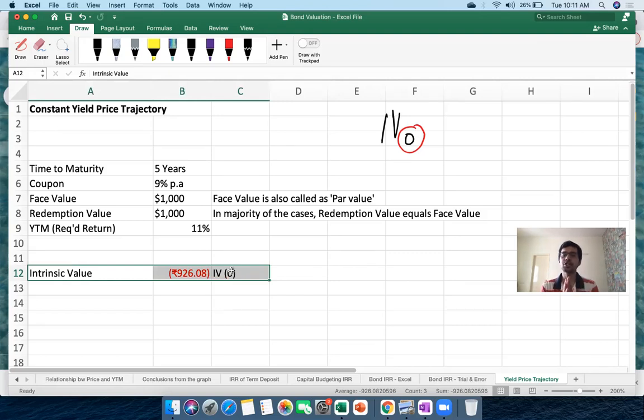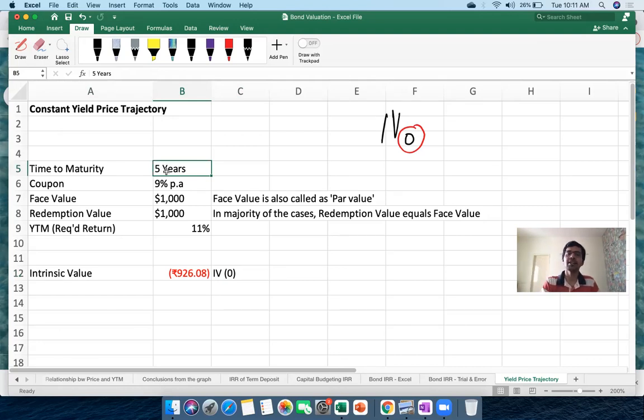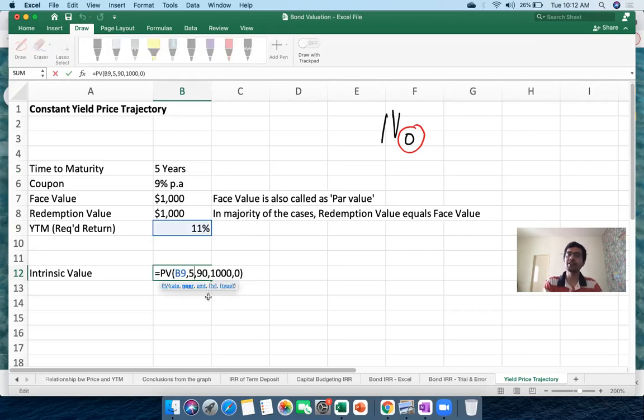Now, if you imagine, this bond is a 5-year bond. And as days pass by, the intrinsic value of this bond is obviously going to change, because if you remember, if you're able to see the formula, we have used 5 years as one of the inputs for calculating the intrinsic value. Now, if I keep changing this input, obviously the intrinsic value of the bond will keep changing.